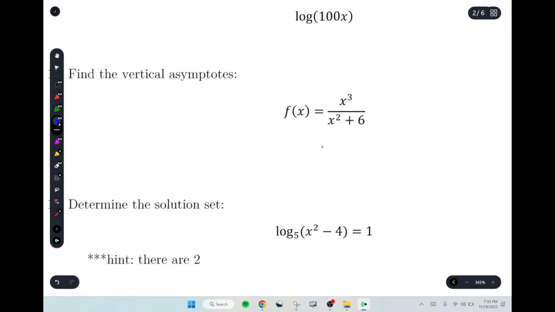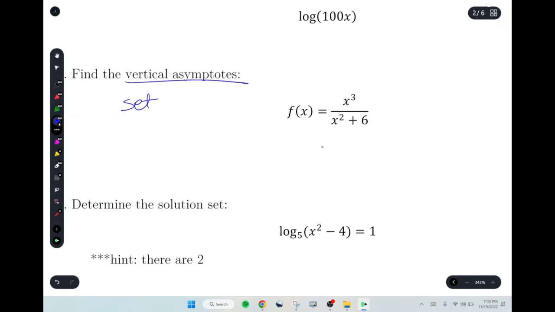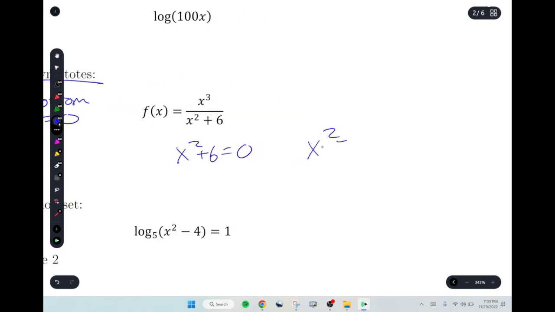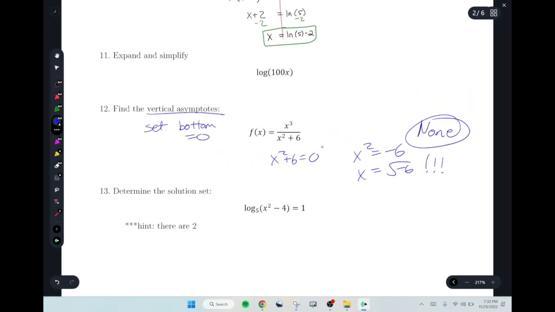No, here, we can do it real fast. Vertical asymptotes mean set bottom equals 0. So x squared plus 6 equals 0. So x squared equals negative 6. So x equals the root of negative 6. What? None would be your answer. You can't solve that. Well, I mean, you want to say there's a vertical asymptote at root 6i? I don't know where that is in the graph. I actually don't know. I don't even know what it would look like. There's no vertical asymptote.